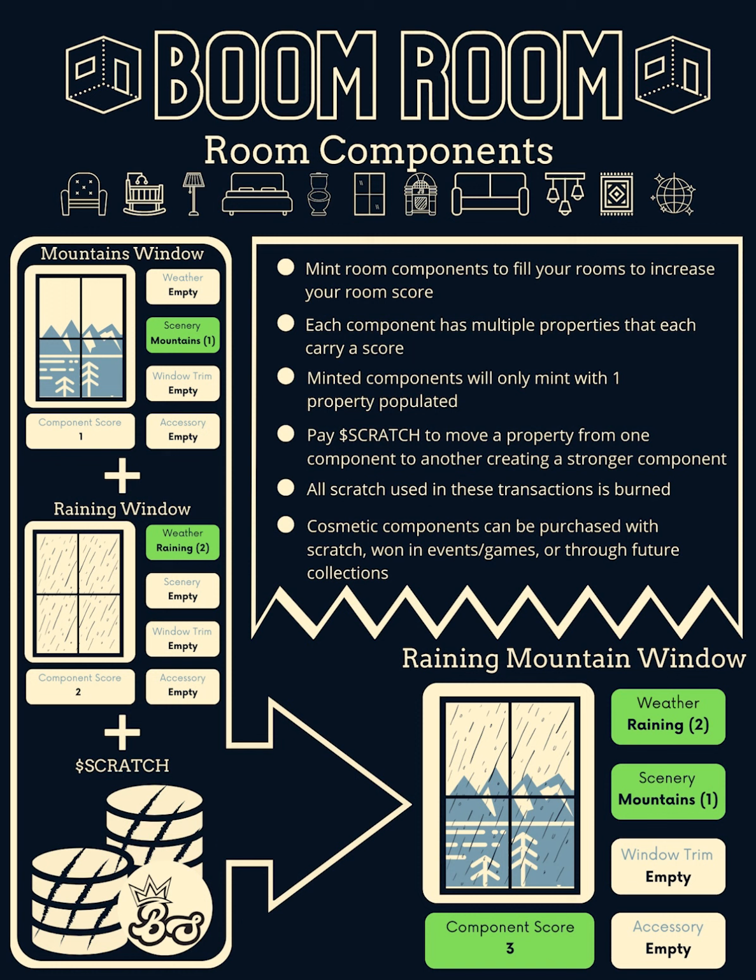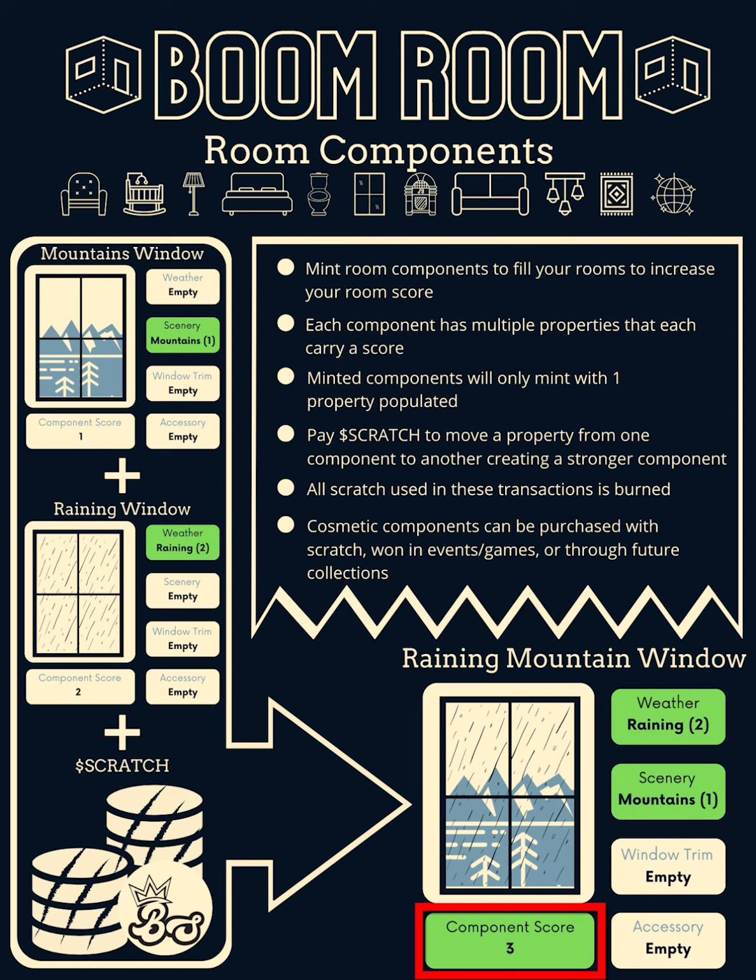Each component has 1 property and they are a different type from one another. You cannot combine 2 components which have the same type of property, even if the trait in the property is different from the other. This means that our fixed window component will have 2 properties filled after the combination: raining, worth 2 points, and mountains, worth 1 point. Once you slot in that now combined fixed window component, your boom room will gain plus 3 points.